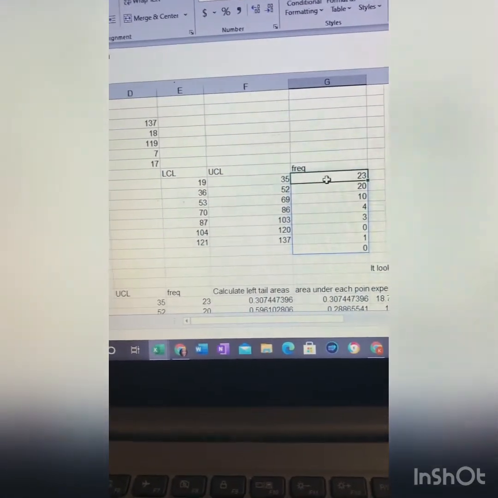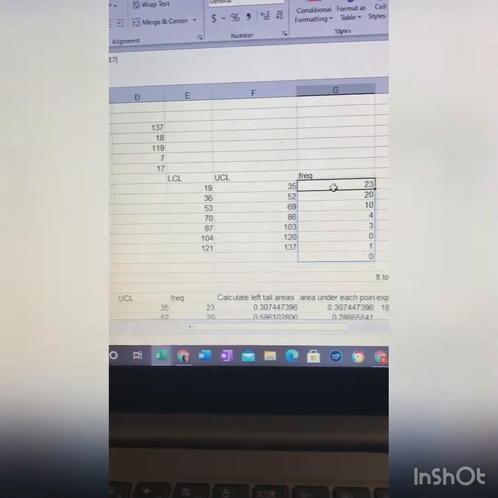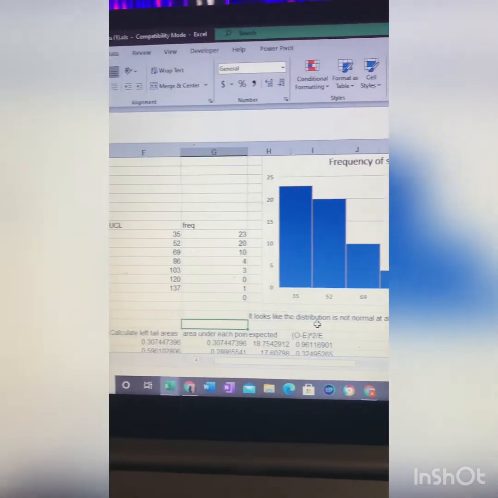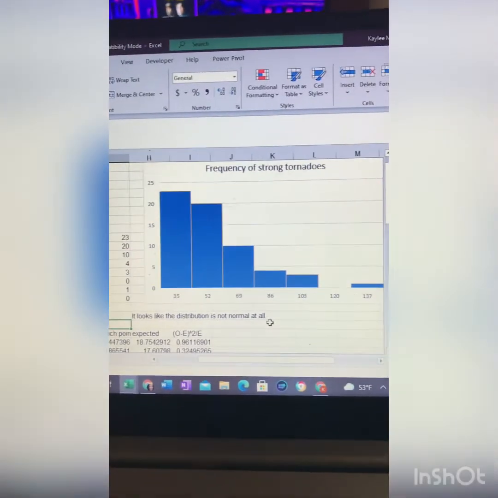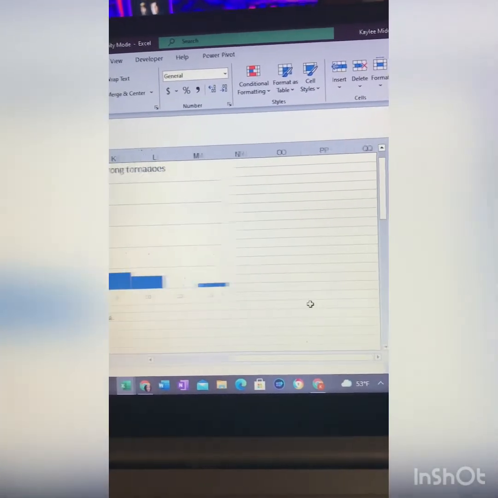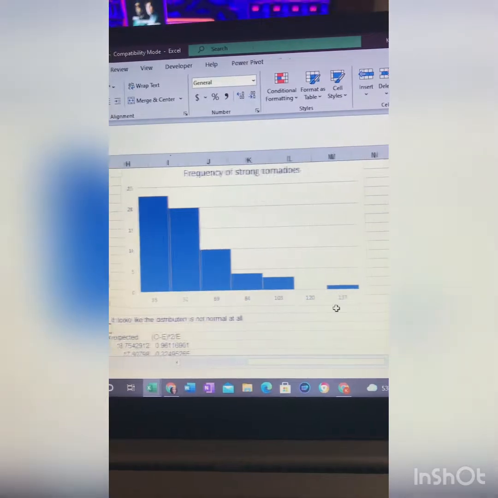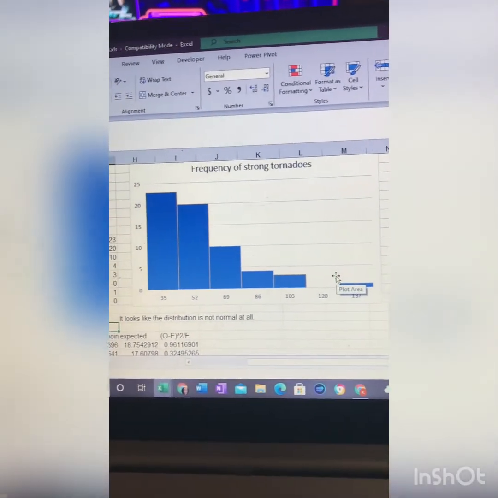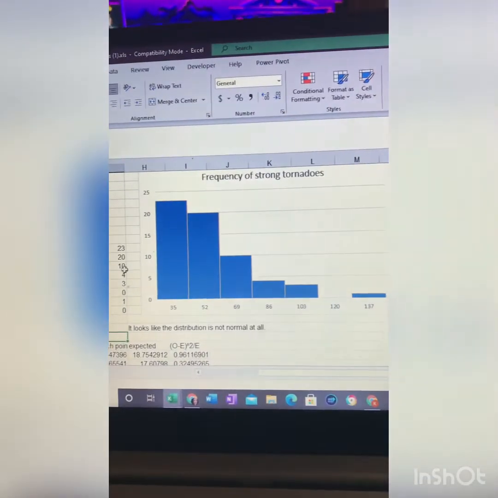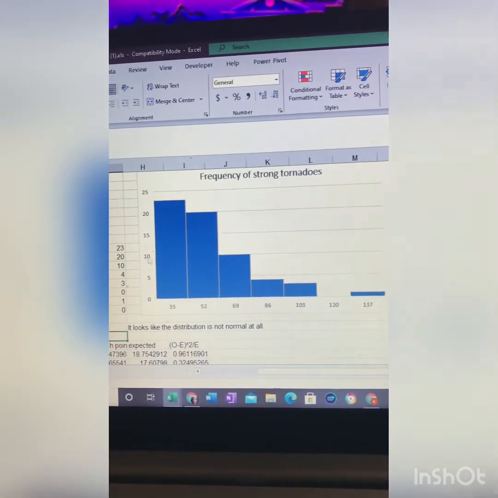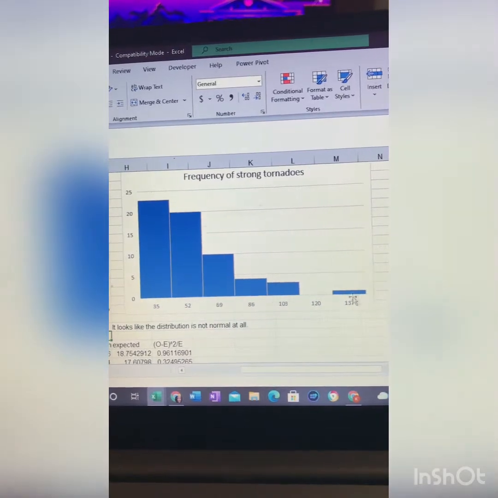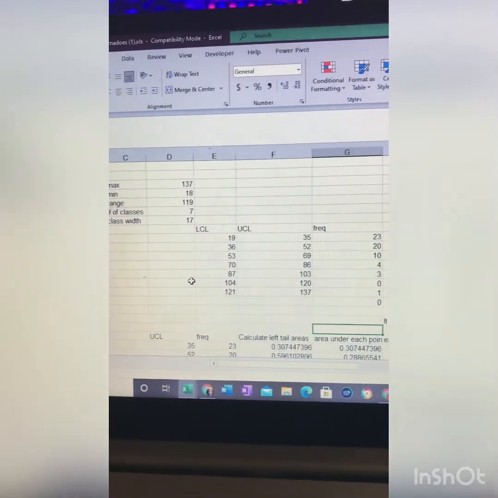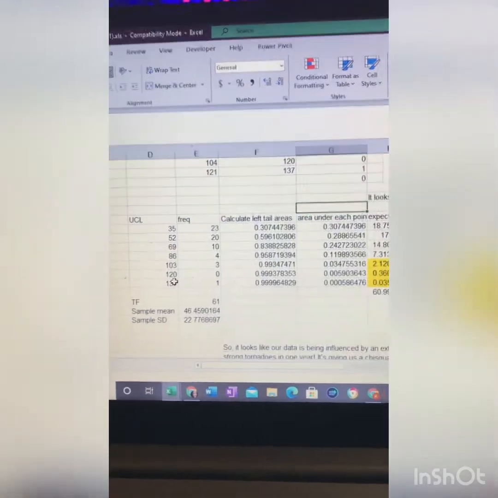With the frequency function, all you have to do is hit enter once, and then it will auto-populate the rest. Once we have our frequencies figured out, all we have to do is create our frequency histogram right here. Looking at this, it doesn't look very normal at all, where most of our tornadoes are in the 35 range, and then as we get to 137, very few tornadoes out there. Okay, so that is our histogram.